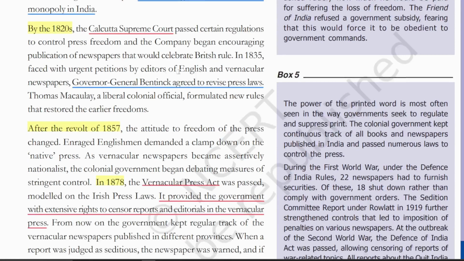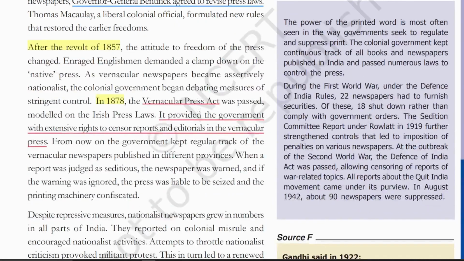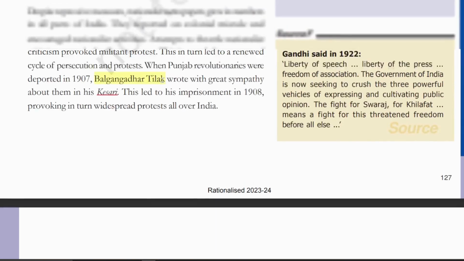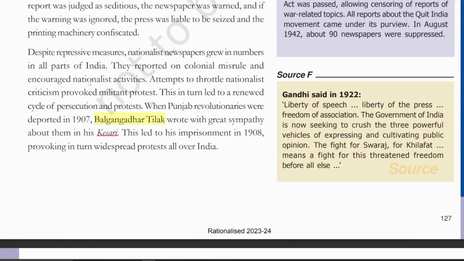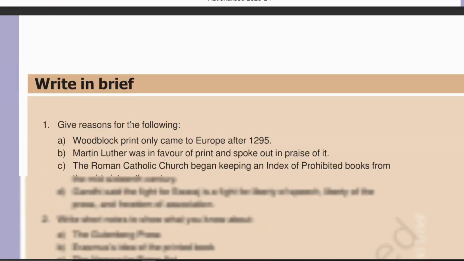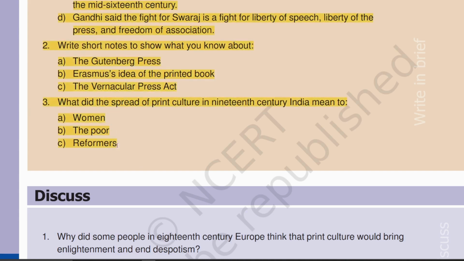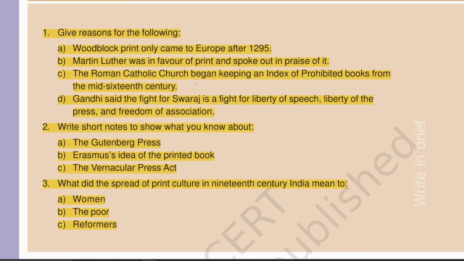Now let's talk about the Vernacular Press Act, how the British colonial government tried to oppress and suppress the people who were printing against the government. So that is the Vernacular Press Act. A 3-marker can come for the Vernacular Press Act. Make sure to be ready with an answer for it. Bal Gangadhar Tilak wrote Kesari, very important. That's pretty much it. So please do go through all the question answers after you're done reading all the highlighted ones that I've told.